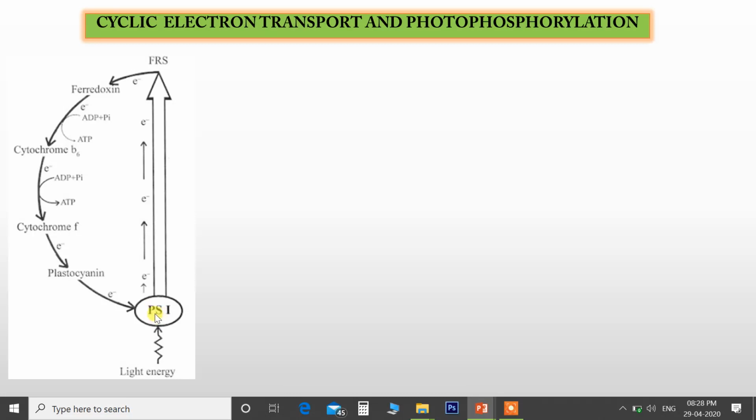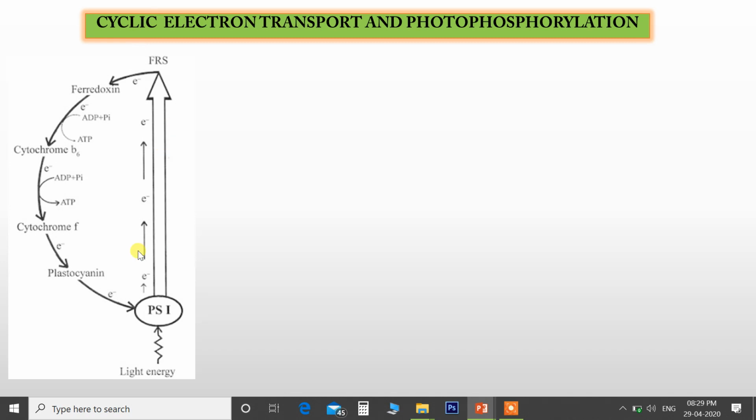Here only a single pigment system is involving, that is PS1. PS2 is not involving in cyclic. Only PS1 is taking part. So that is one important feature. And another important thing, from the scheme itself it is clear, the path of electron is cyclic. The electron ejected from PS1 is returning back to the same position. That is why, because of the cyclic path, the electron flow is known as cyclic.